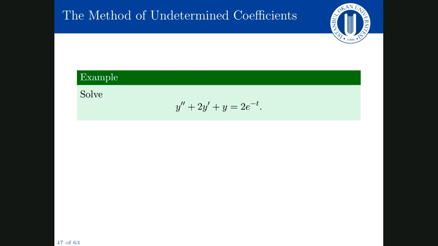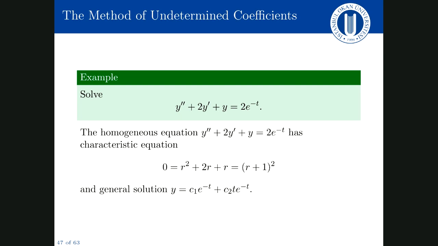For example, solve y double prime plus 2y prime plus y is equal to 2e to the power minus t. There's a mistake here. This should be equal to 0. The homogeneous equation y double prime plus 2y prime plus y is equal to 0 has characteristic equation 0 is equal to r plus 1 squared. We have repeated root minus 1, so the general solution of the homogeneous equation is c1 e to the power minus t plus c2 t e to the minus t.